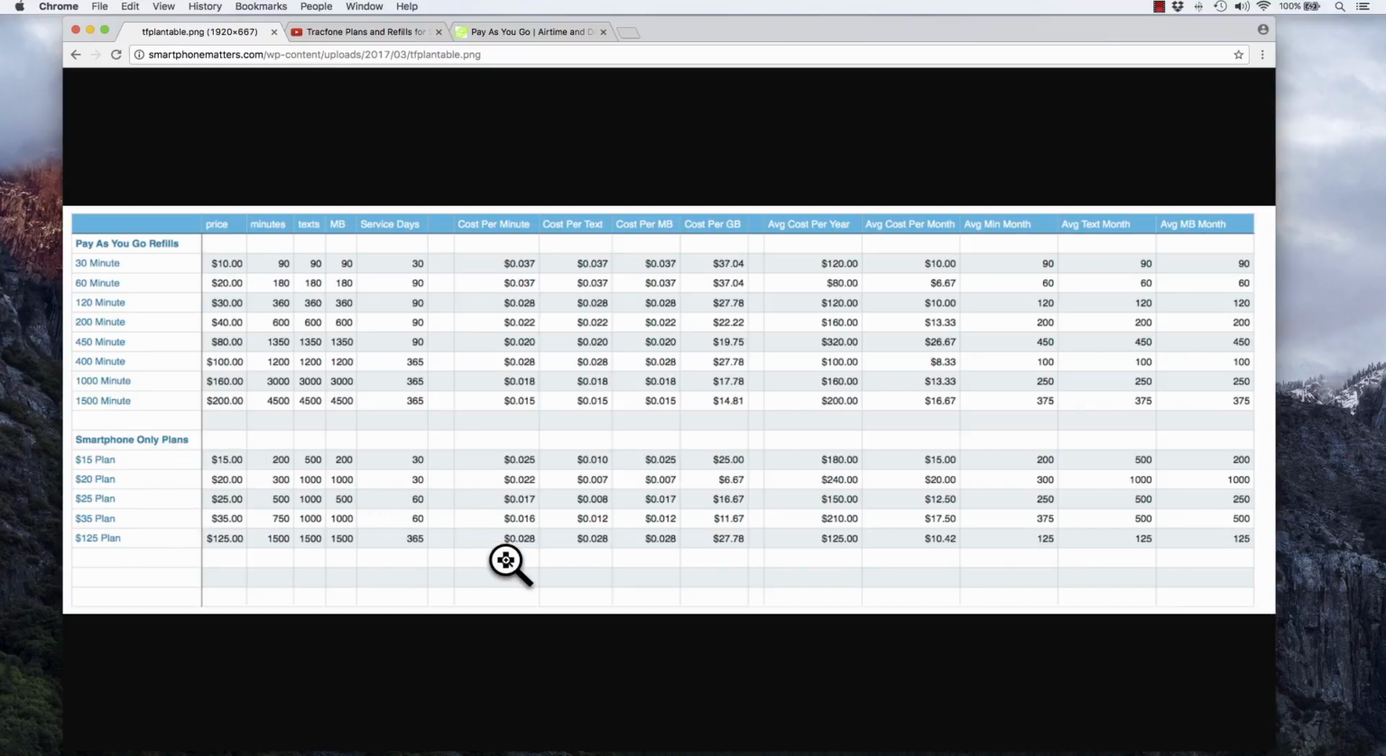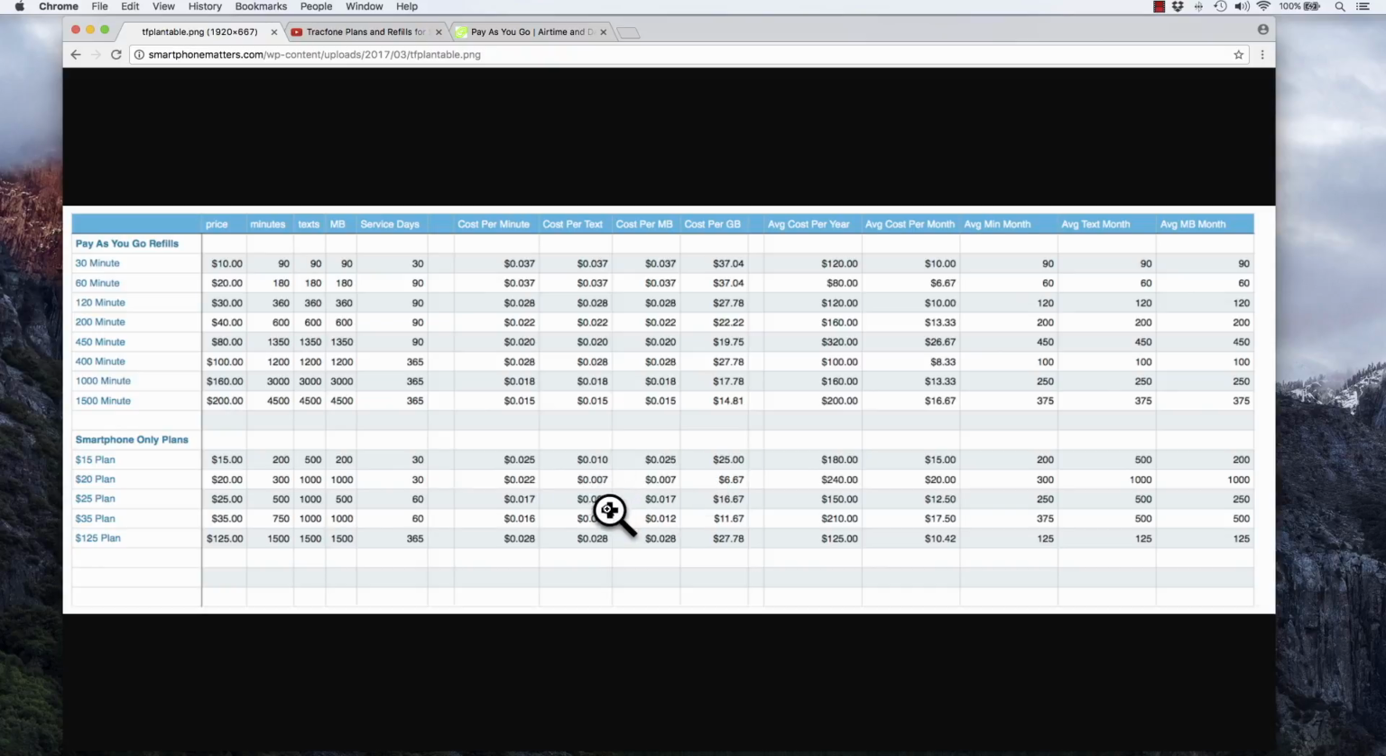But now if we look over here at the cost on the smartphone only plans, we'll see that the least expensive minutes are 1.6 cents per minute, and that's on this $35 plan. Now this is $35 for 60 days of service, so it's actually $17.50 a month. If you want to see the monthly cost, look over here in this average cost per month column. Now it looks like the least expensive data is on this $20 plan. You get 300 minutes, 1,000 texts, and 1 gigabyte of data. That's 1,000 megabytes of data for $20. So you'd actually be paying about $6.67 per gigabyte of data.